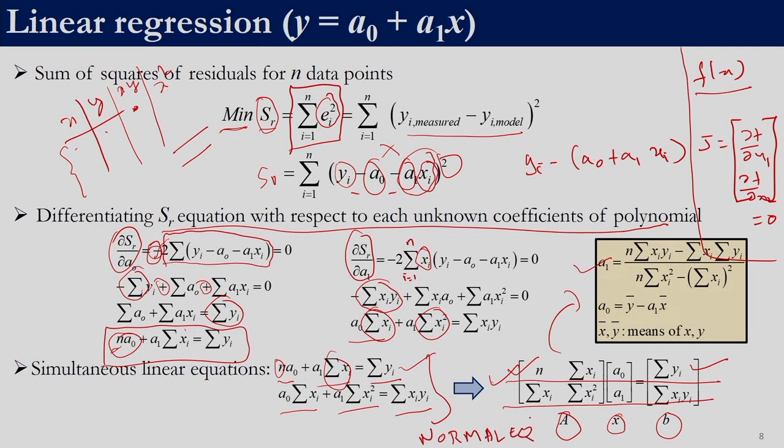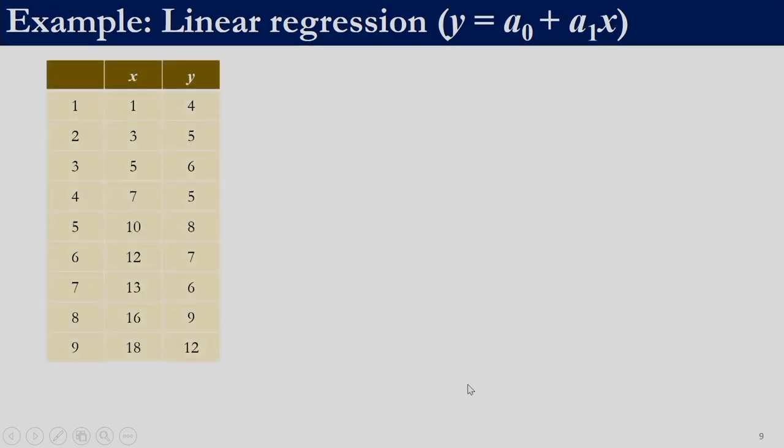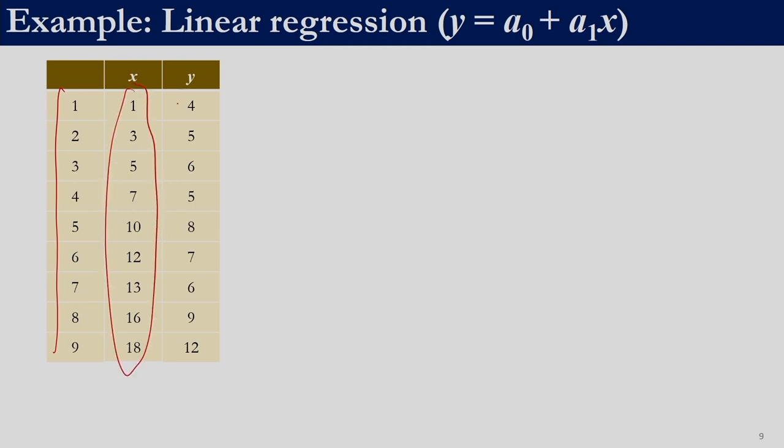So now we know how to solve a linear regression problem. Let's take an example. Here we have 9 data points. This is just the serial number, 1 to 9, and these are the x values and the y values, right?